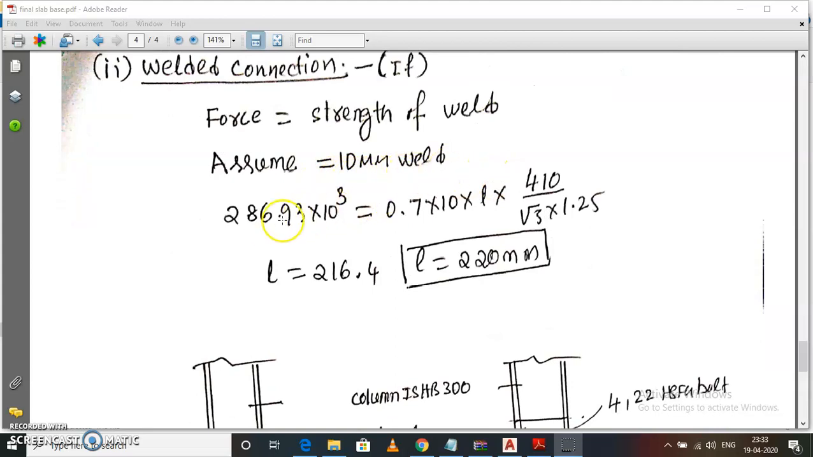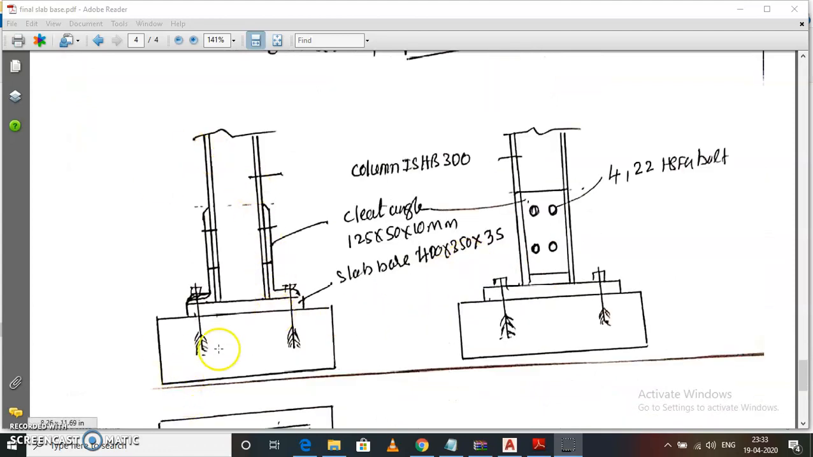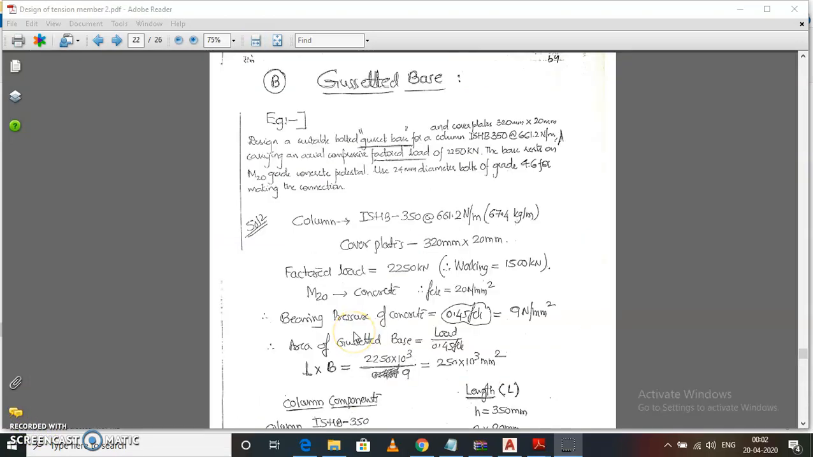Assuming 10 mm weld, so the length works out to be 220 mm. So finally you can see the design details. So this is the slab RCC foundation. This is the slab base of 400 by 350 by 35 mm, and this is the cleat angle 125 by 50 by 10 mm, and this is the main column section. And this is the top view of this slab base. So thank you.